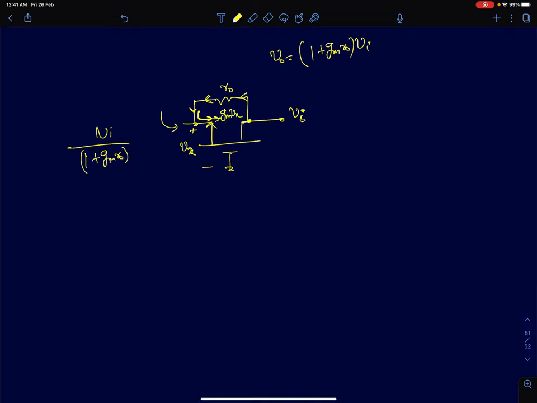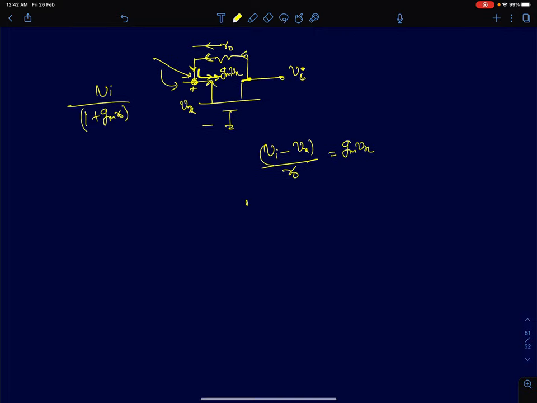Now using that condition, I'll solve this problem. Vi minus Vx by R0, which is the current flowing through R0, will be exactly equal to gm Vx if I apply Kirchhoff's current law at this node. So I can get the same result: Vx is Vi by 1 plus gm R0.